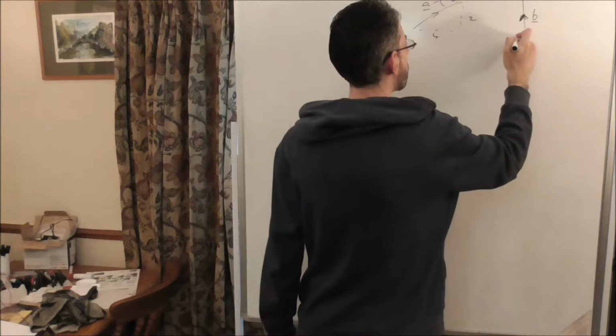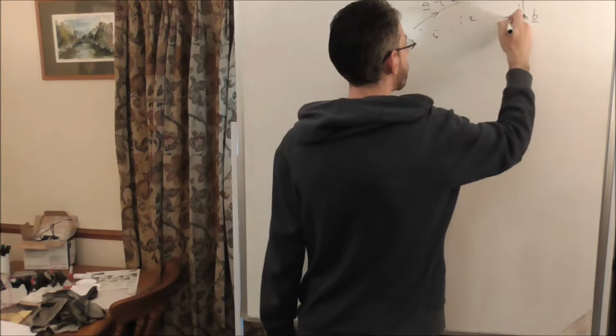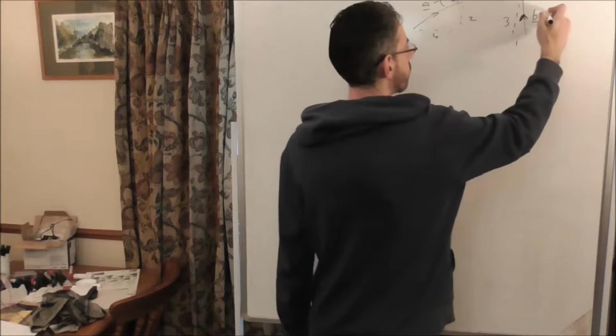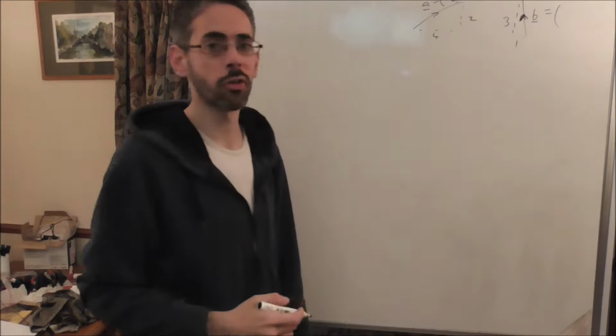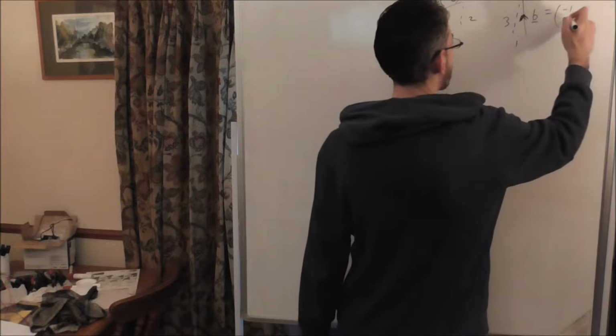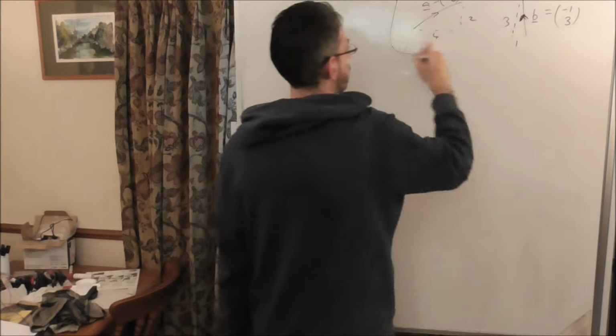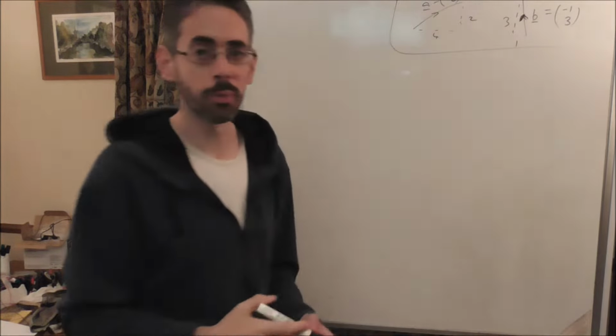Let's say little b is sort of left 1 up 3. So left 1 up 3. So how would I write that as a column vector? Well, that's just minus 1, 3. So minus 1, 3, left 1 up 3. So I've got two sort of vectors or movements there.